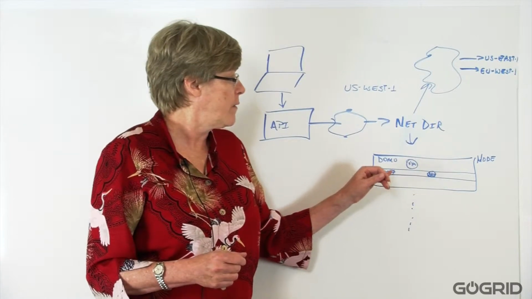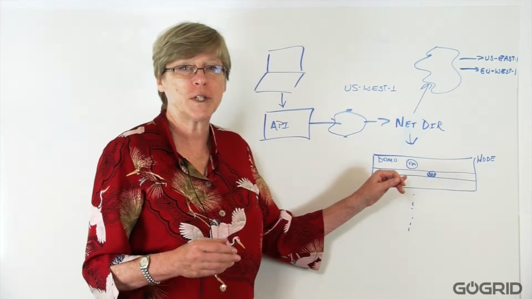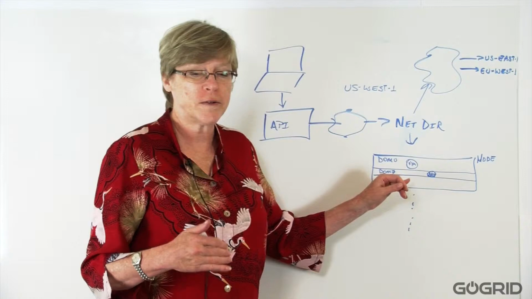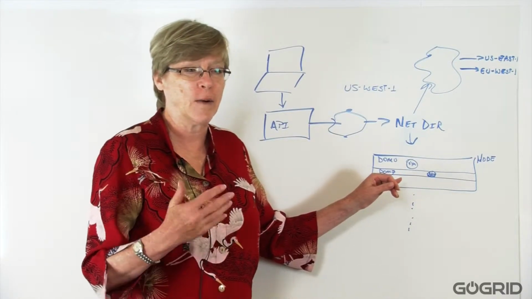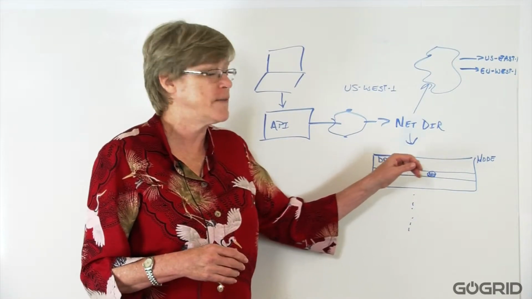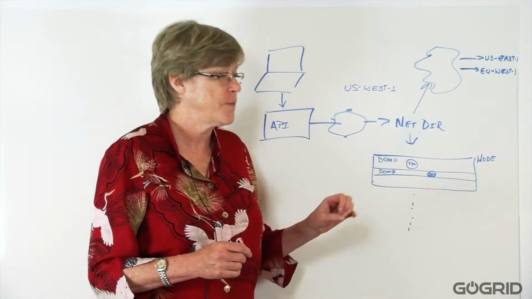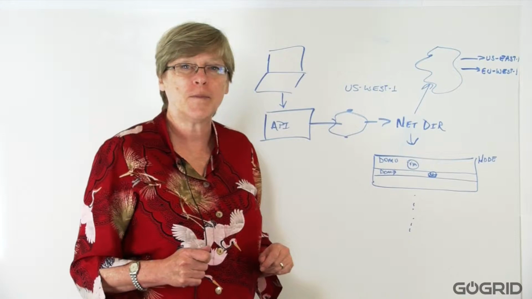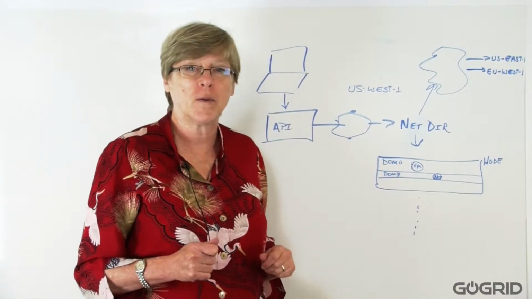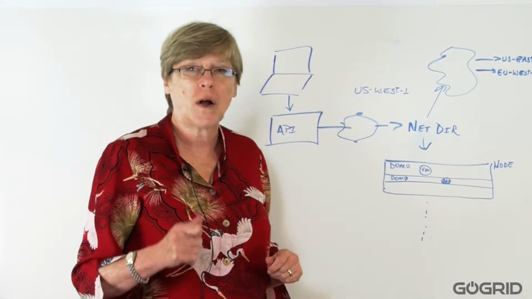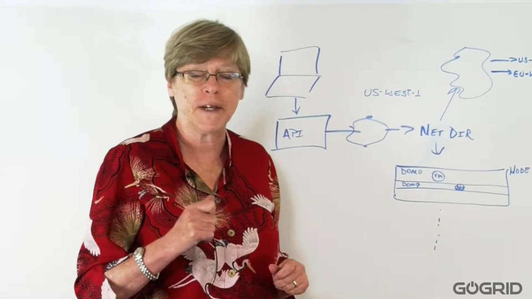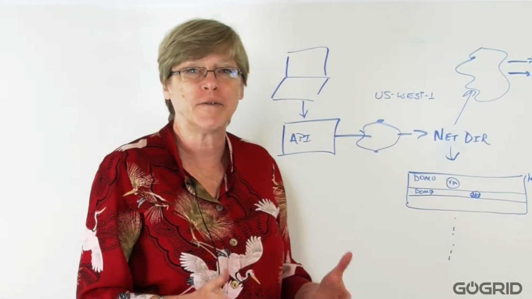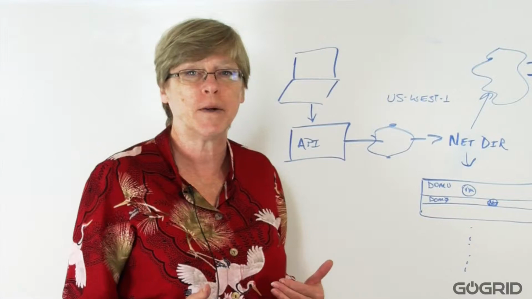On the node is an area called DOM0, which is responsible for support of I/O and network operations for all guest VMs, which are our customer VMs. In DOM0, there's something called a net performer. That net performer instantiates the firewall, sets the rules for that VM. It takes the VM out of bridged mode and puts it into routing mode.